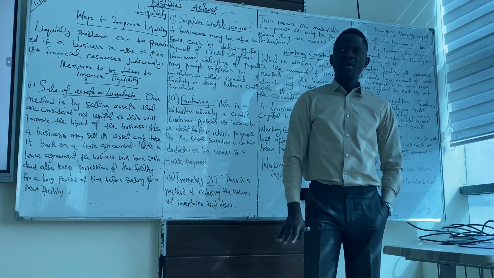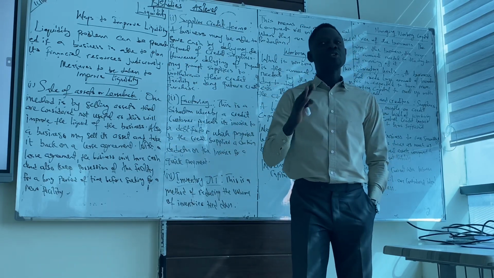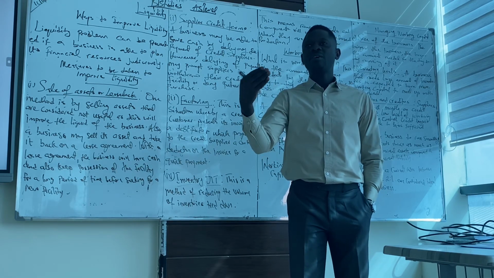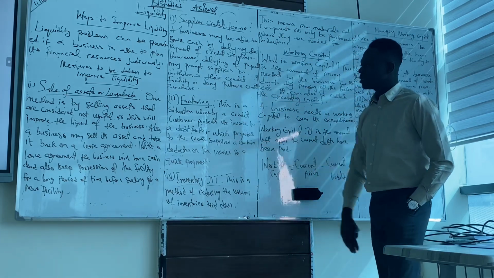Do you get the problem here? When you delay the payment of your credit suppliers, they might not trust you anymore. As a result, they won't be able to sell on credit to you subsequently. Do we understand that? The third one, factoring.